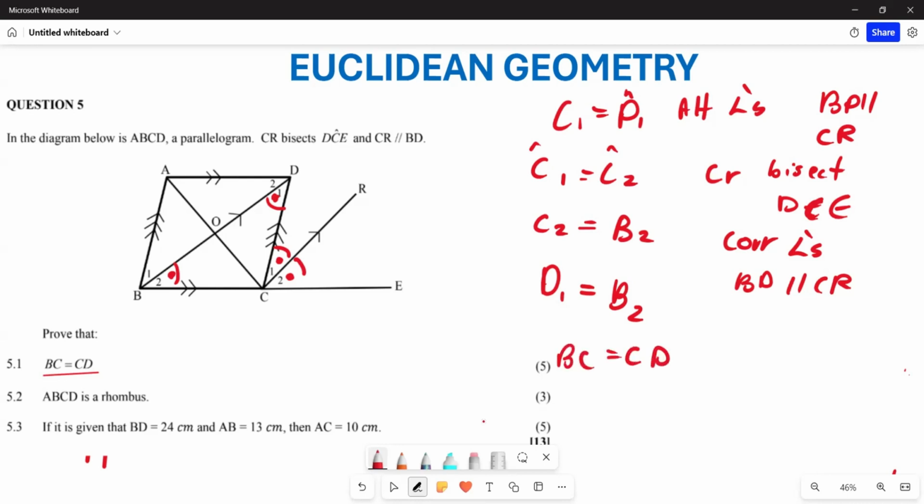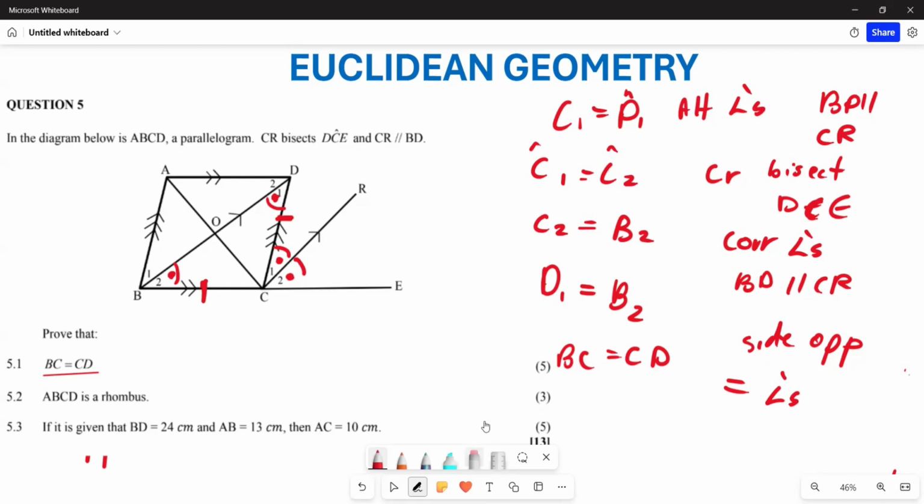Then you can conclude that my BC is equal to my CD, because these are sides opposite to equal angles. Remember, when the sides are opposite to equal angles, it makes this side equal to this particular side, right? Hopefully this makes sense to you now.